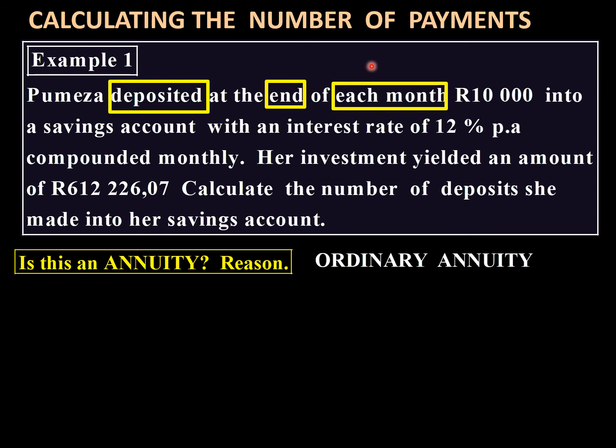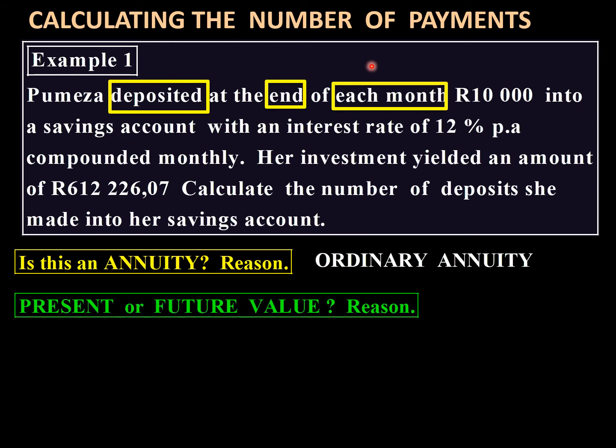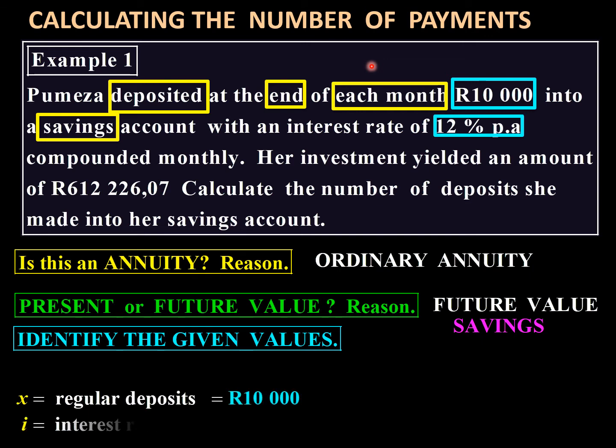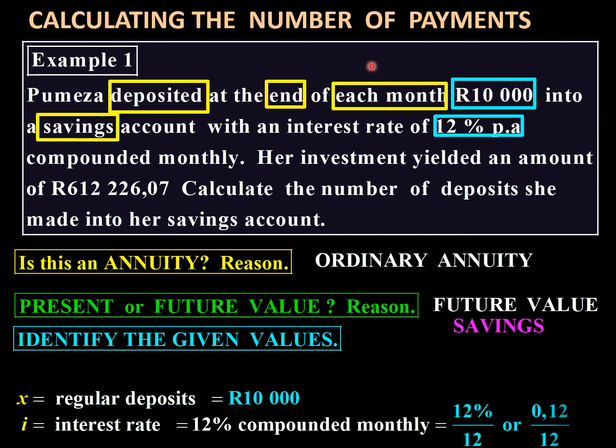Now, let's see whether it is a future or a present value annuity. There must be a keyword. What's the keyword there? That's correct, save. You save for the future. So this is a future value. Let's just identify the values, amounts that are given here. 10,000, what is that 10,000? That is the regular payments. And then 12% compounded monthly, that's the interest rate, and compounded monthly is divided by 12.